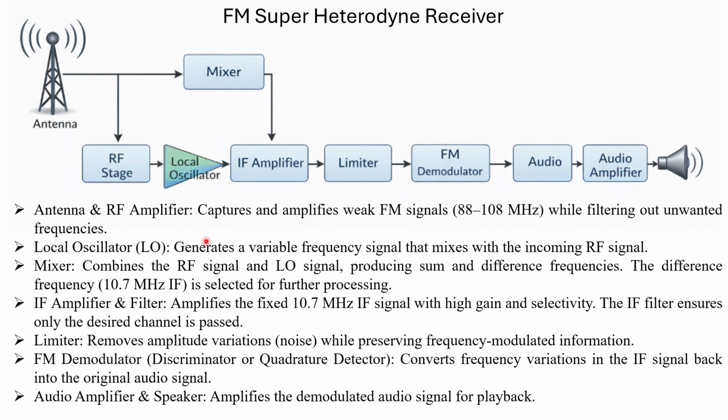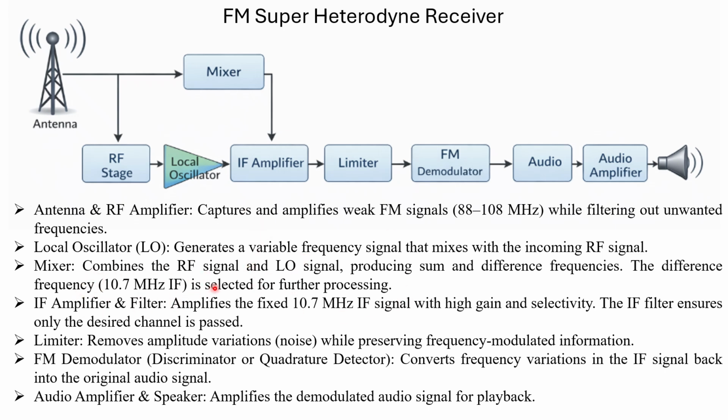So the antenna and RF amplifier will capture and amplify weak FM signals while filtering out unwanted frequencies using these RF stages, right? Then the local oscillator generates variable frequency signals that mix with the incoming RF signal. The mixer combines the RF signal and LO signals, producing sum and difference frequencies. The difference frequency, 10.7 megahertz IF, is selected for further processing. So this is the difference, right?